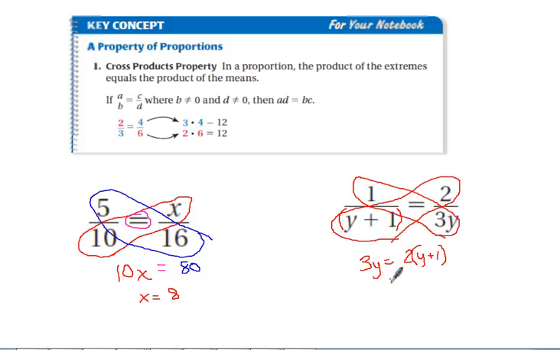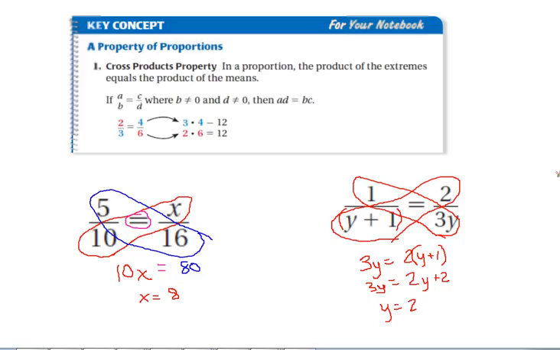When we do that, you can simplify this part of the equation by distributing. 2y plus 2 still equals 3y. Now you just want to, again, like we have been doing, solve for y. If you subtract 2y from both sides, you get your answer of y equals 2. So that was just a quick review of what we did with cross-multiplying with proportions.